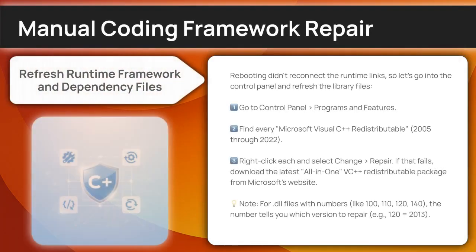Rebooting was just the start. Now, let's apply the core fix in this third step. Feel free to pause the video if you need a second to navigate. Rebooting didn't reconnect the runtime links, so let's go into the Control Panel and refresh the library files. First, go to Control Panel, then select Programs and Features. Second, find every Microsoft Visual C++ redistributable, 2005 through 2022. Third, right-click each and select Change, then select Repair.